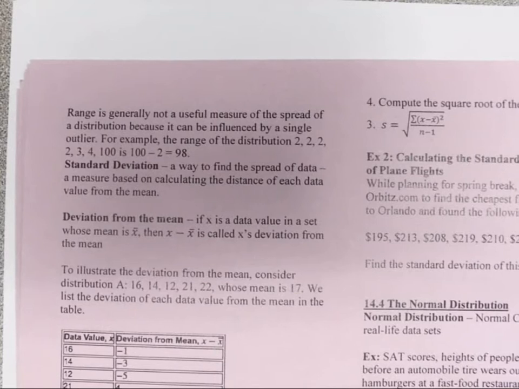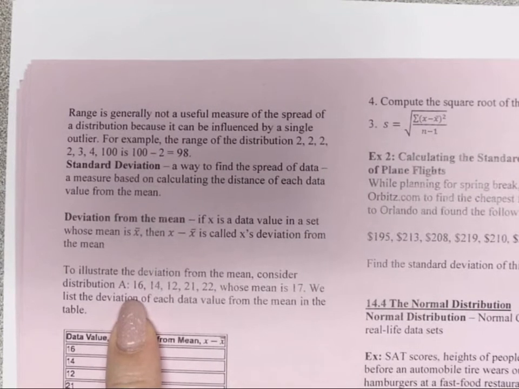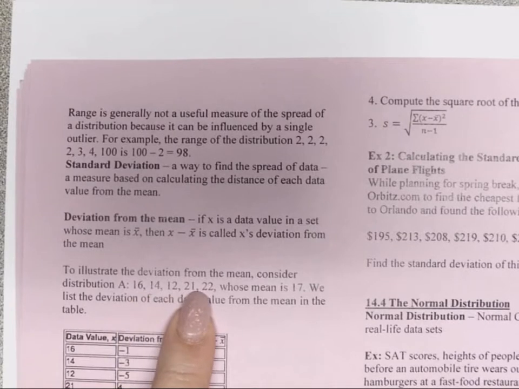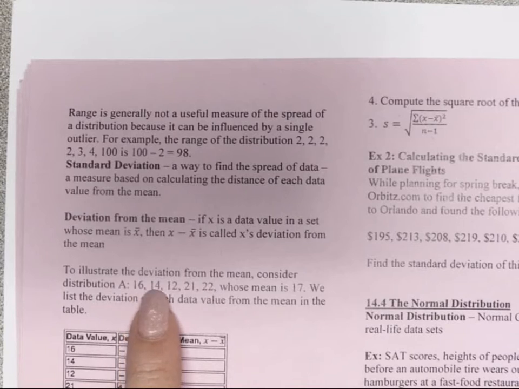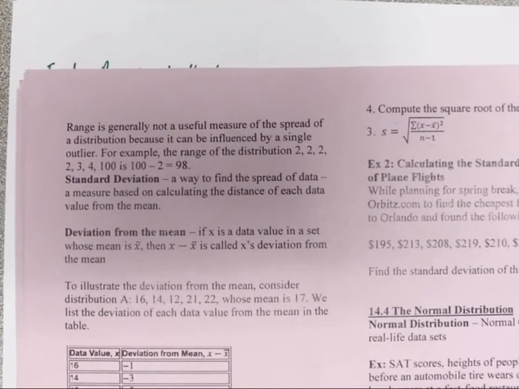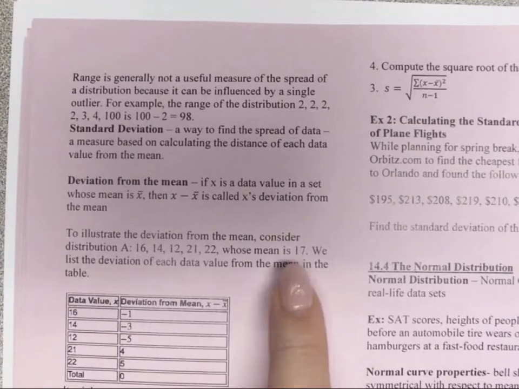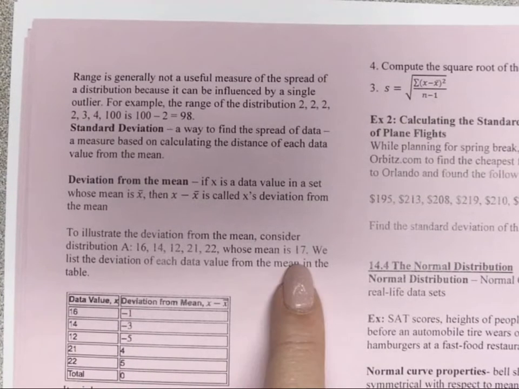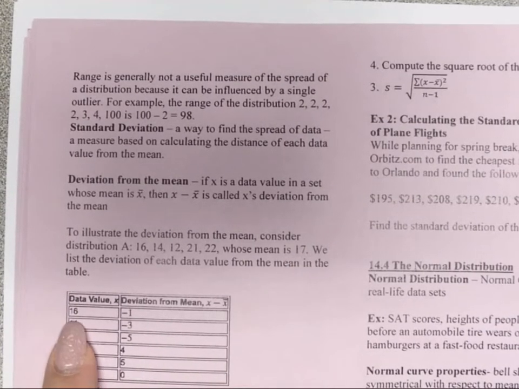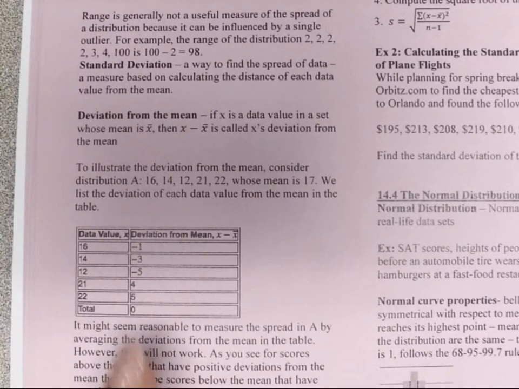And to illustrate the deviation from the mean, we can consider the distribution A of 16, 14, 12, 21, and 22. If we add those together and divide by the 5 values we have, we would find their mean is 17. So we can list the deviation of each data value from the mean inside of our table. If our data value is 16 and our mean is 17, well, 16 minus 17 would get us a negative 1. That's the deviation.